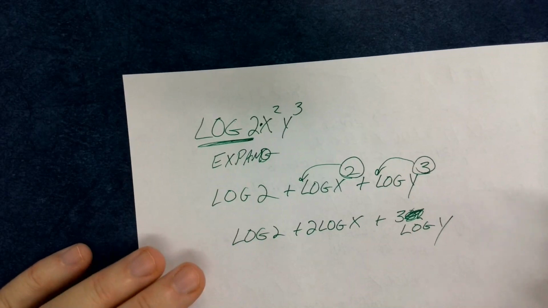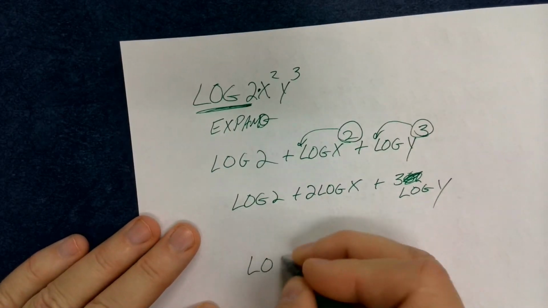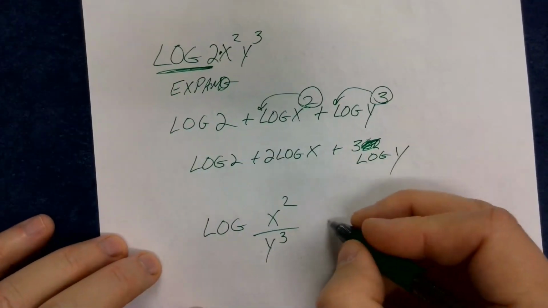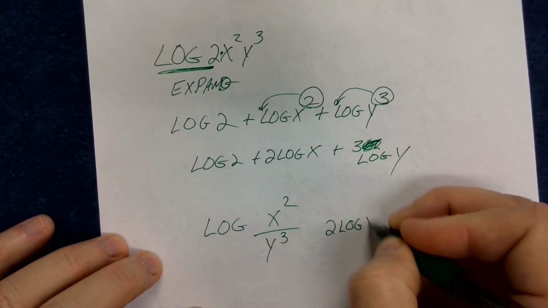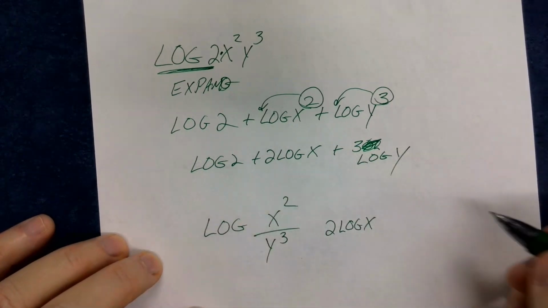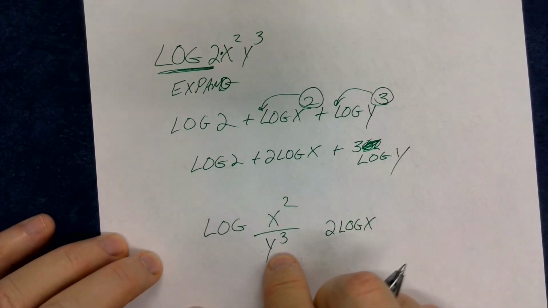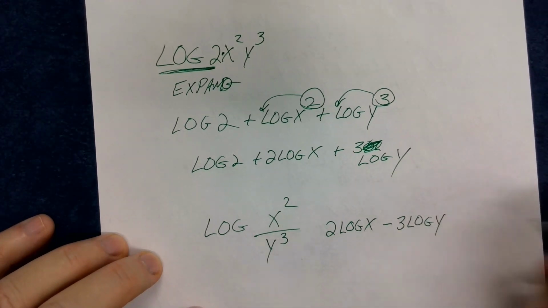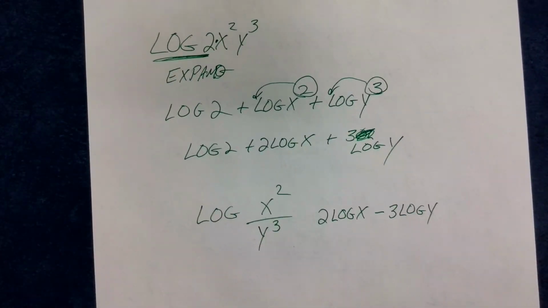Now, if I had something like this, log of x squared over y cubed, I could rewrite it like this, 2 log x, because the 2 can come downstairs in the log, right? And this one's in the denominator spot, so minus 3 log y. That would be an example of expanding when you have a fraction.